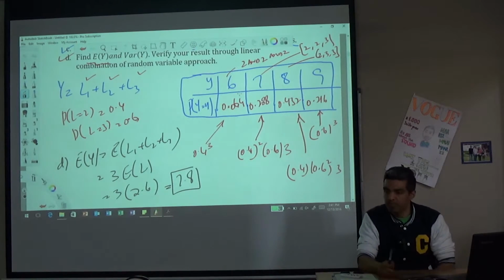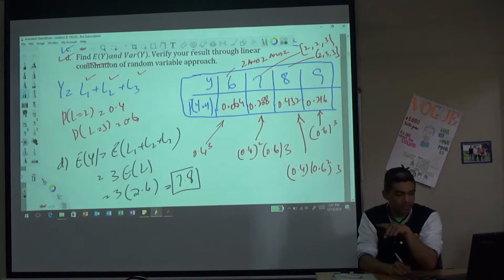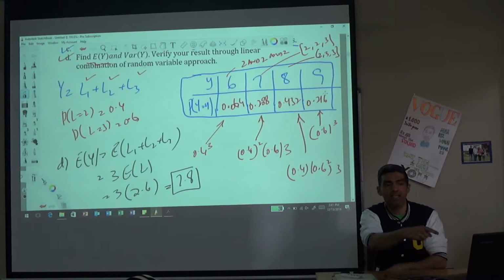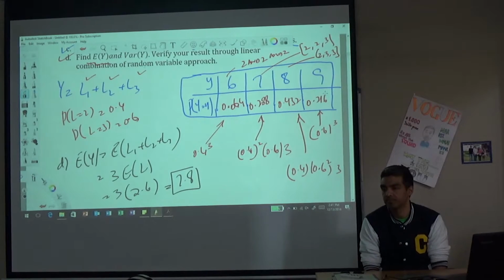By the way, you can do this in the calculator: 6 times this, plus 7 times this, plus 8 times this, plus 9 times this, add them up, and you should get exactly 7.8.